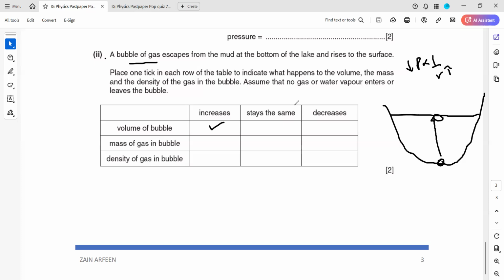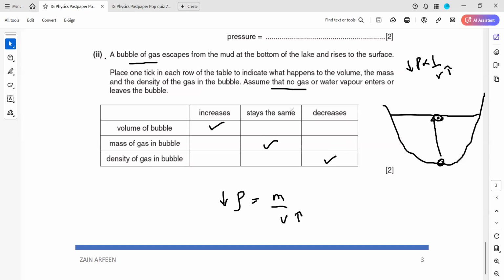But what about the mass? Mass is the number of the particles. The number of particles is not changing, as they already mentioned that no gas or water enters or leaves. So no particle enters or leaves, which means the mass will not change. But what about the density? Density is mass over volume. If the volume is increasing, the density should decrease. So the density will decrease.